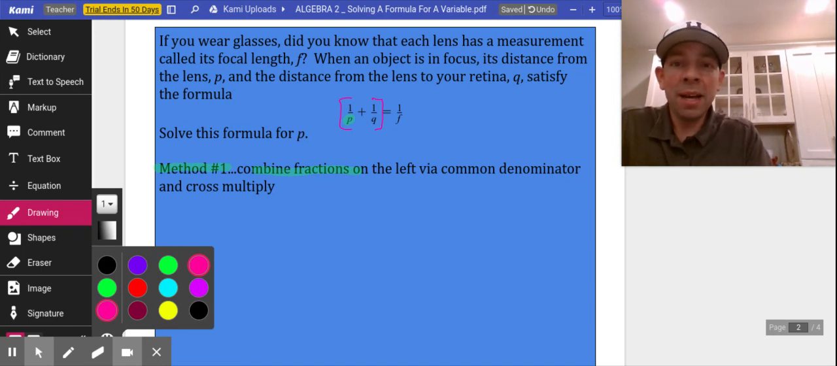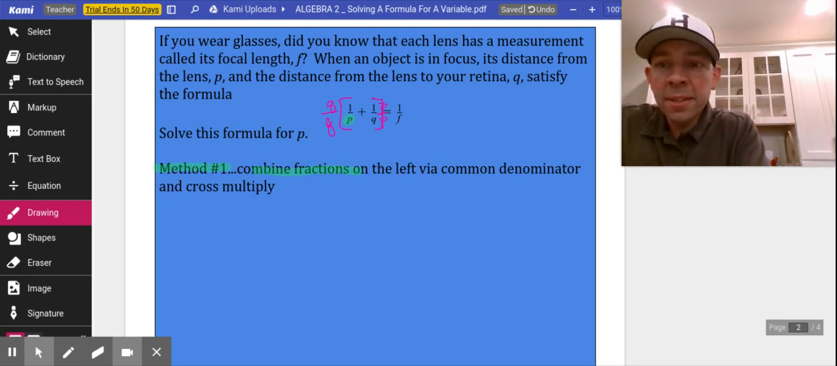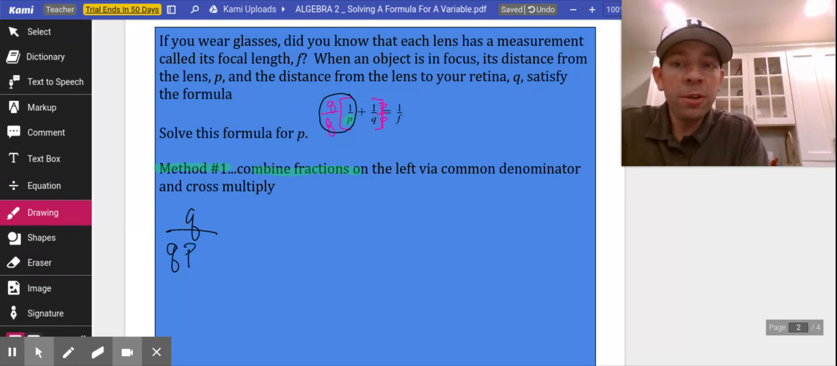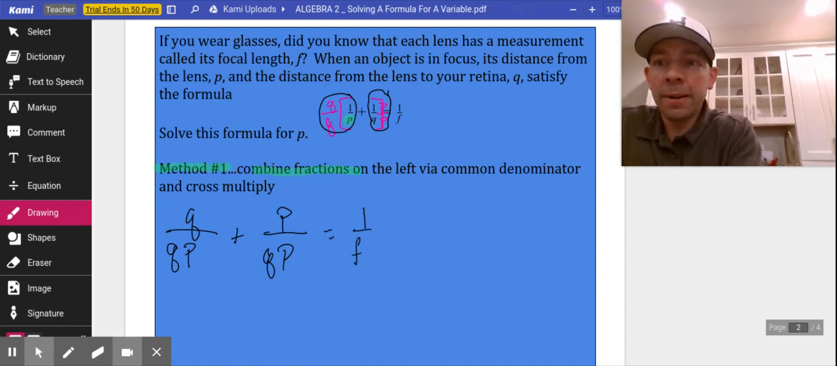I think the common denominator is going to be PQ. So I'm going to multiply the first fraction by Q over Q and multiply the second fraction by P over P. What that's going to do for me is this first fraction is going to give me a product of Q over QP, and you could write PQ if you want. And the second fraction is going to give me P over QP. And then it's still equal to 1 over F. So I haven't done anything there.